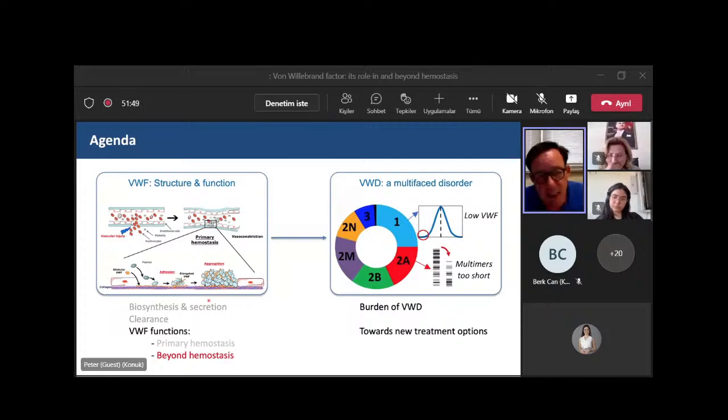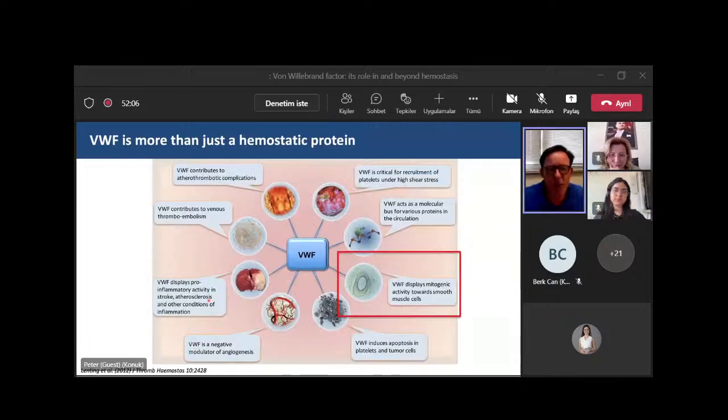So now I want to shift gears a bit and talk about some parts of VWF that are less known and less well understood, and its role beyond hemostasis. We now know that VWF is not only involved in hemostasis, but also in other physiological or pathophysiological processes, which is not a big surprise, because VWF is such a big molecule. It contains very different types of structures, and it's a protein that can interact with many other proteins.